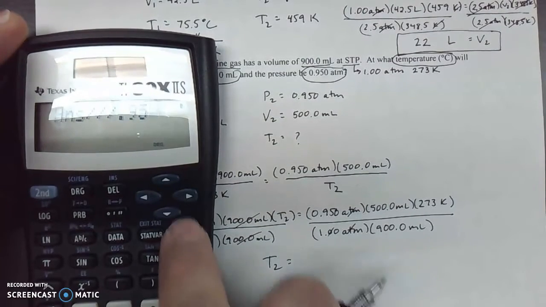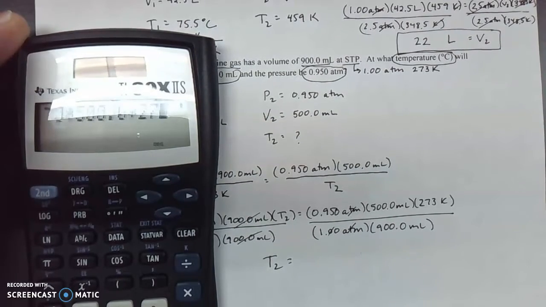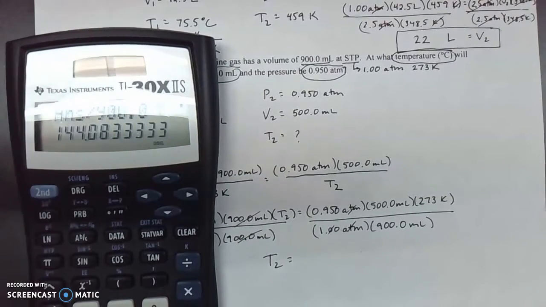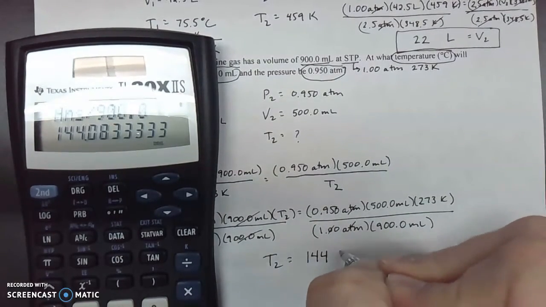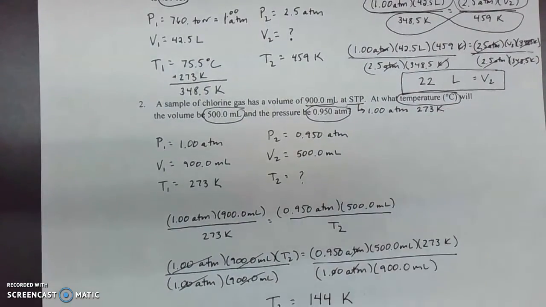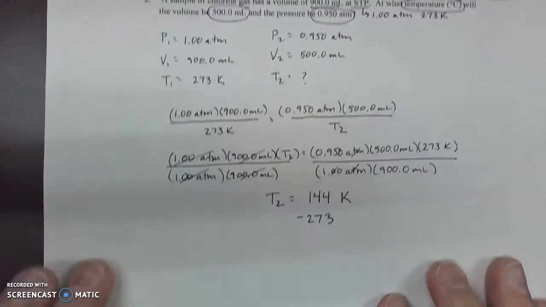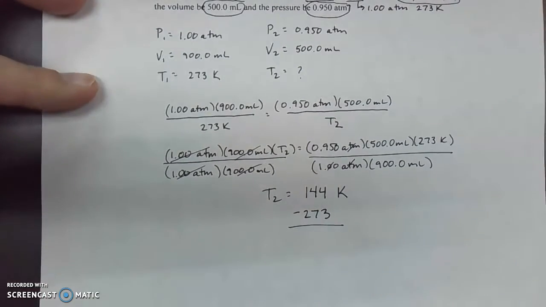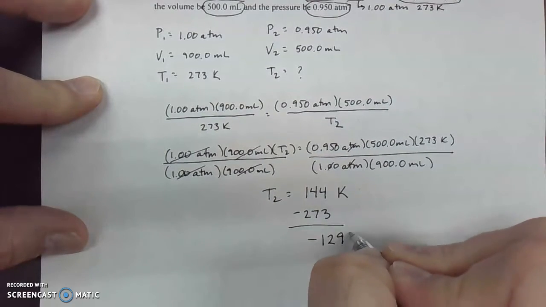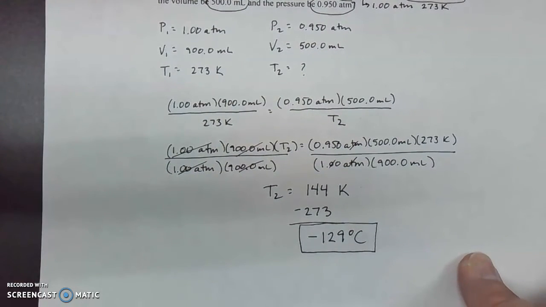So 0.950 times 500.0 times 273, and I'm going to hit equals and divide that by 900.0. And I get 144 Kelvin to three significant figures. But I want this to be in degrees Celsius. So that means I have to subtract 273 from that. 144 minus 273 gives me negative 129 degrees Celsius. So that is pretty cold.